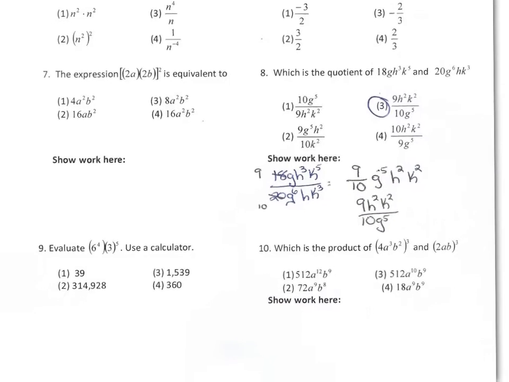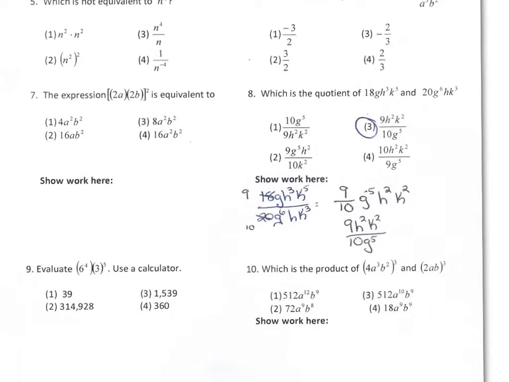Number 8, what is the quotient? Quotient means divide. So you'll see I set this up as a division problem. It's a quotient of 18 g h cubed k to the 5th and 20 g to the 6th h k cubed. So set it up as a division. 18 and 20, I can reduce those. 2 goes into 18 9 times. 2 goes into 20 10 times. When I divide variables with the same base, I subtract their exponents.